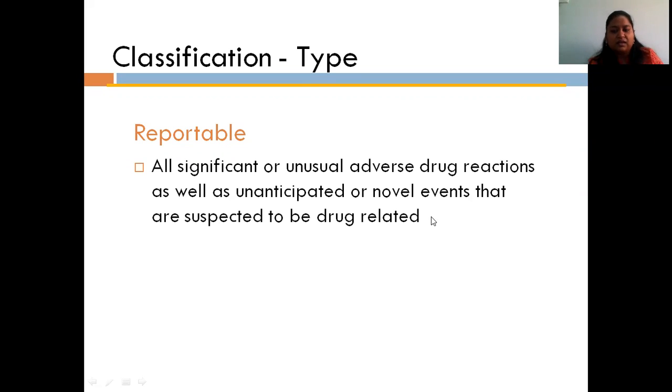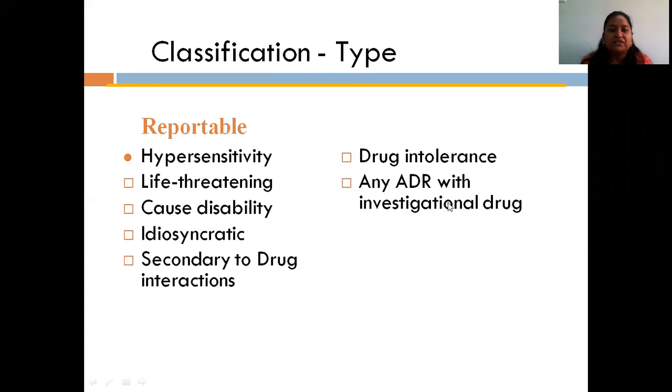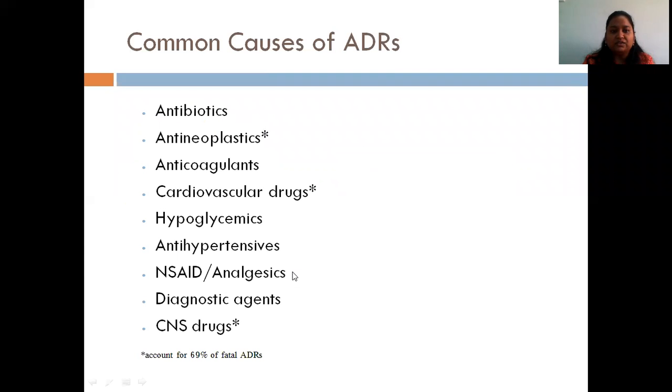So here I have discussed the classification of the reportable. All the significant or unusual adverse drug reactions, as well as unanticipated or novel events that are suspected to be drug related, are reportable. The reportable events are classified as hypersensitivity reactions, life-threatening reactions, those which cause disability, or idiosyncratic reactions secondary to the drug. These are the reportable adverse drug reactions.